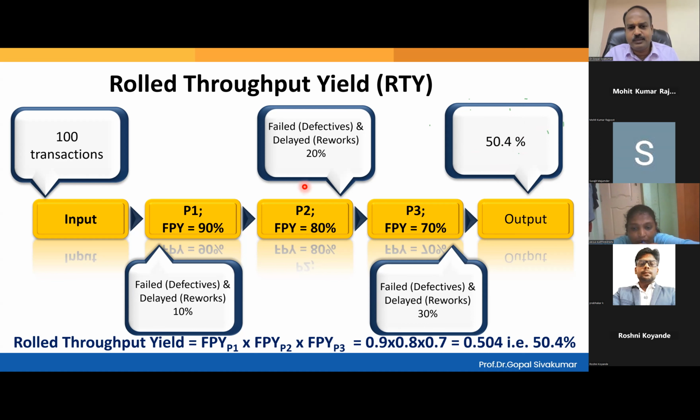You should not settle by looking at the first pass yield at every stage, 90, 80, 70, looks good. But what is your overall? Overall is only 50%. Almost half of what you produce is unacceptable. This is the rolled throughput yield. All of you understand?